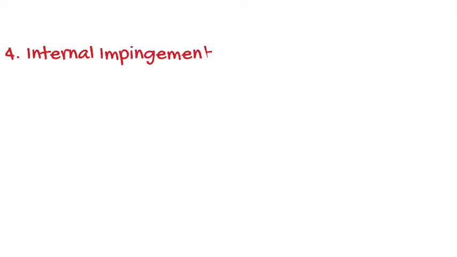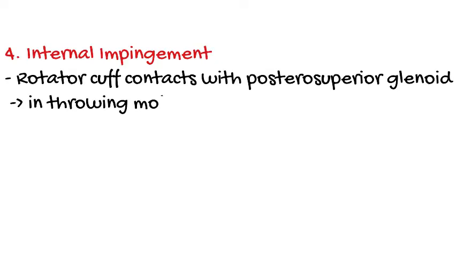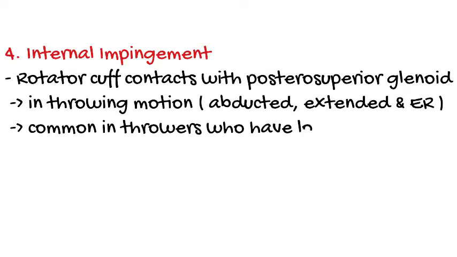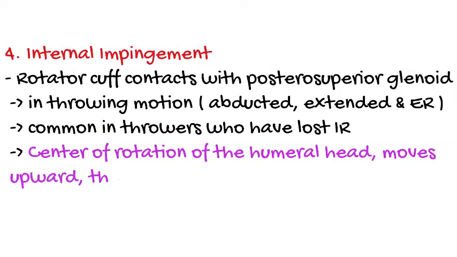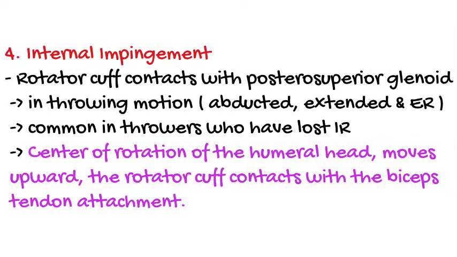Number 4, internal impingement. The rotator cuff contacts with the posterior superior glenoid, usually occurring in throwing motion, whereby the shoulder is abducted, extended, and externally rotated. It commonly occurs in throwers who have lost internal rotation. The center of rotation of the humeral head moves upward and the rotator cuff contacts with the biceps tendon attachment.